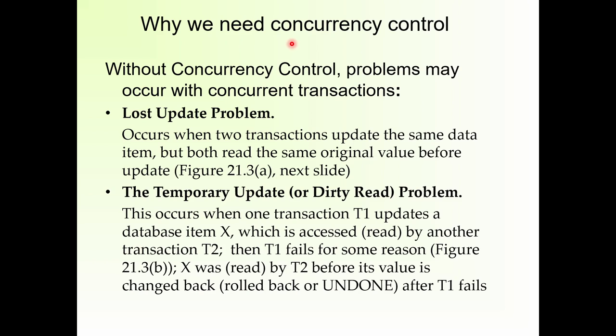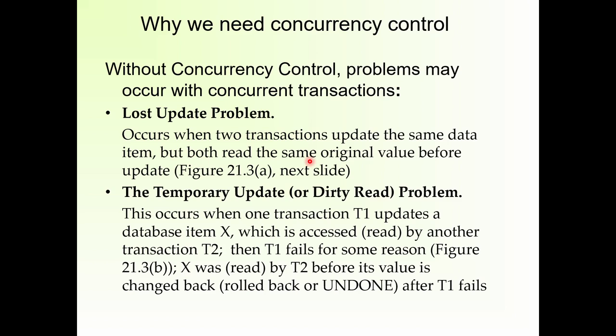So why do we go for concurrency control? Without concurrency control, problems may occur in concurrent transactions. If you go for concurrent transactions, it creates problems. That's why you have to control the concurrency. So what are those problems? The first one is the lost update problem. When does it occur? When two transactions update the same data item.